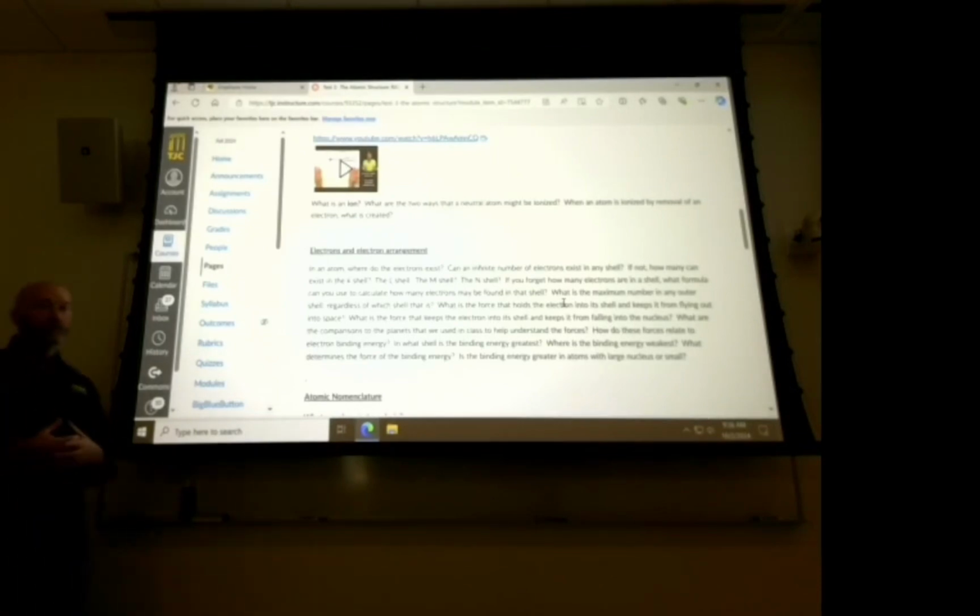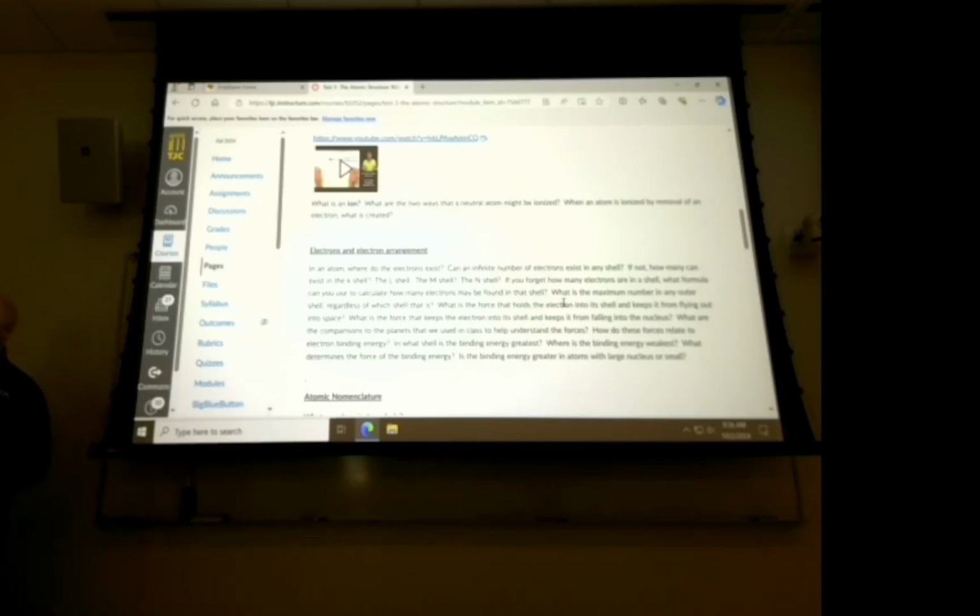How do we number the shells? What's the innermost shell? What do we call it? K. Right. So K shell. You may hear it referred to as K edge at some point, but it's K shell, so it's the innermost shell of the electron.